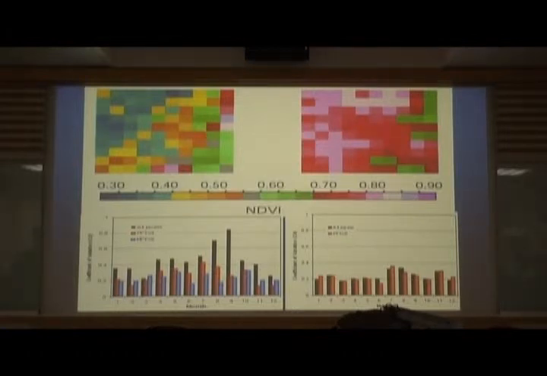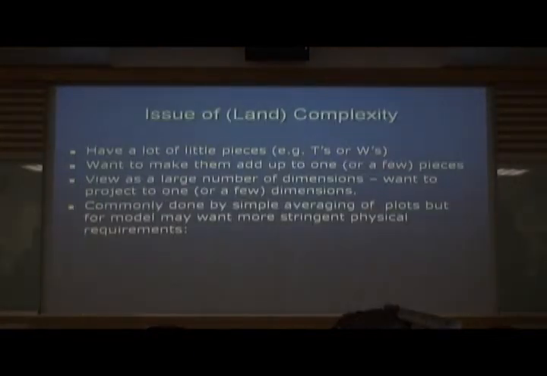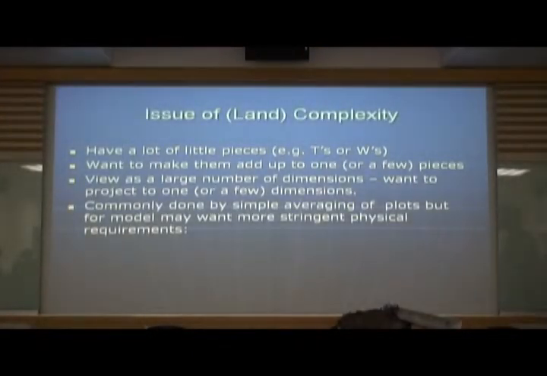Sahara, a very heterogeneous 10 by 10 grid square. These are 1 kilometer satellite data. And this is much more homogeneous. So you can either have land heterogeneous or homogeneous. So the issue is land complexity. We have a lot of little pieces, and then they can add up to a few pieces.